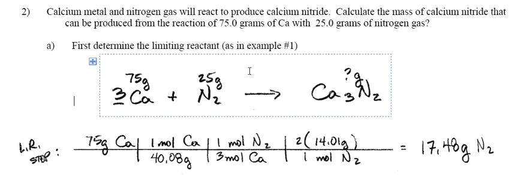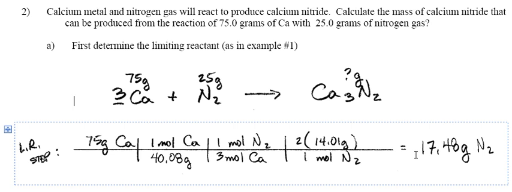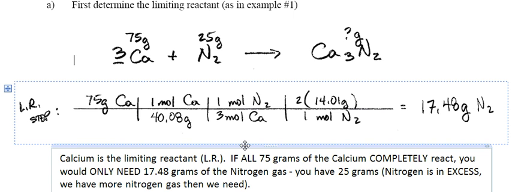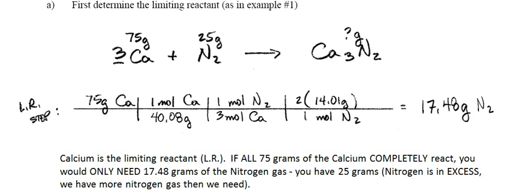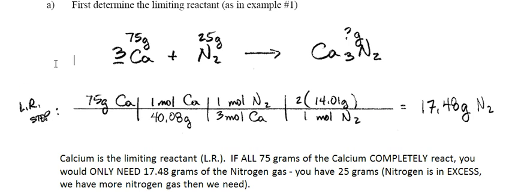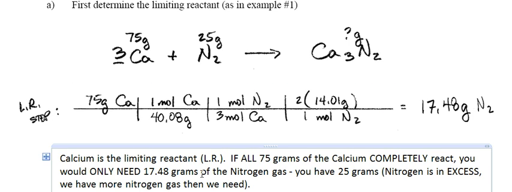And then we'll only use 17.48 grams of the nitrogen, leaving some behind. So when we do our calculation, we need to be aware of who is going to 0. That's what the limiting reactant will do. It'll be totally consumed. We won't have any of it left over. So calcium is the limiting reactant.